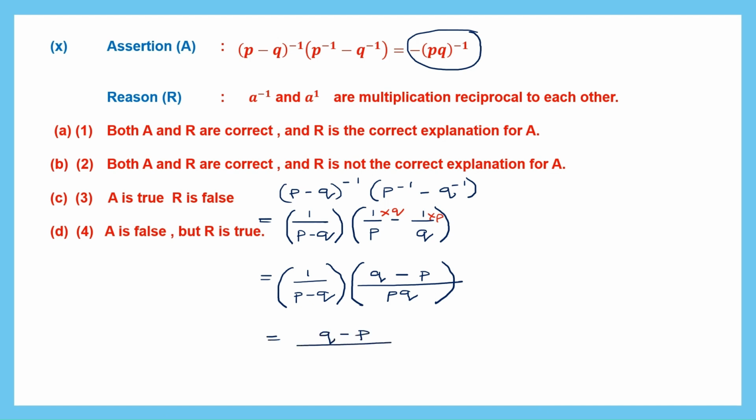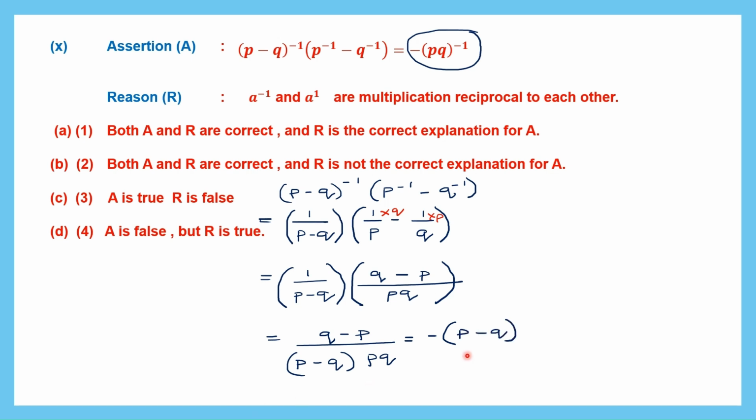Now in the denominator, we have p minus q into pq. Now we can cancel these two if we have it in the same form. Here we have q minus p, whereas here we have p minus q. Now how can we get this into the same form? So I'm going to try and make this p minus q. For that, what we do is we put a minus sign outside and write this as p minus q.